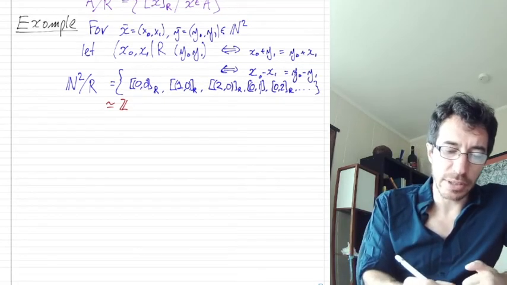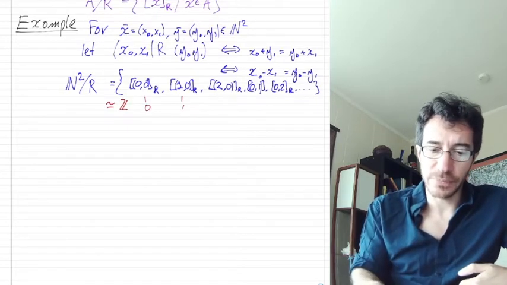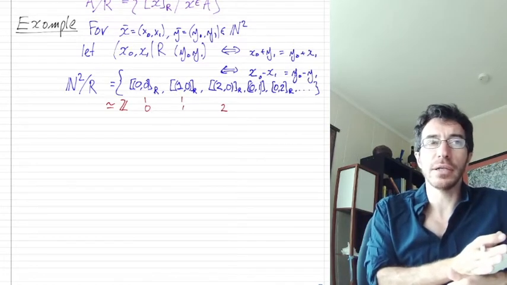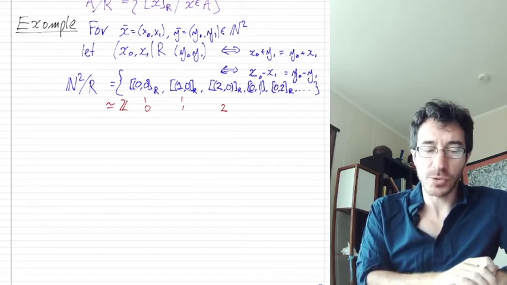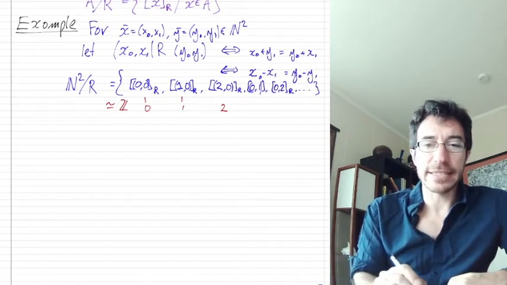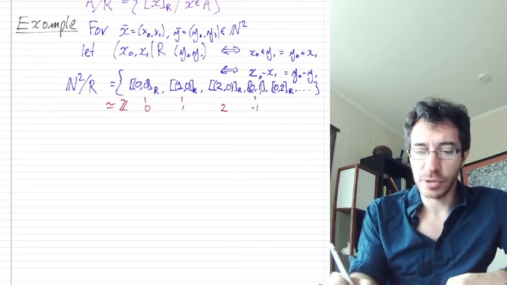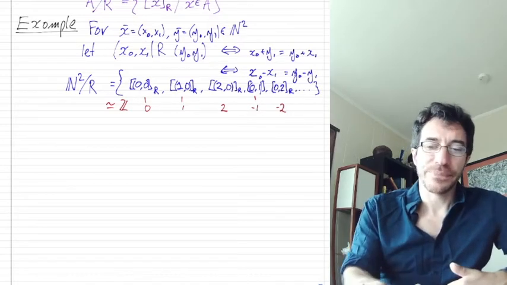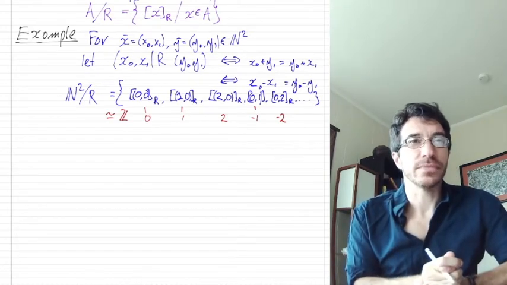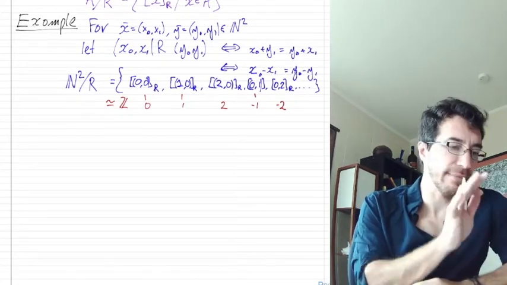So for instance, you might say, okay, 0, 0 corresponds to 0, 1, 0 corresponds to 1 because it's 1 minus 0. 2, 0 corresponds to 2. The one that we tried, 2, 1, is connected to 1 also, and 3, 2 is also related to 1. And 0, 1 is going to be associated to -1, and 0, 2 is going to be associated to -2. So in essence, the quotient N squared over R looks like the integers. We're going to get to this. This is the way we're going to define integers from the natural numbers later on.